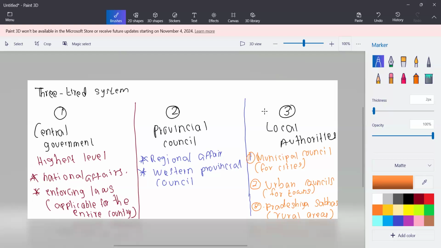Okay, these are the three levels of government. Clear? Now there should be no more doubts on this. Keeping this only, I'm going to teach the other part. Clear? Any doubts?